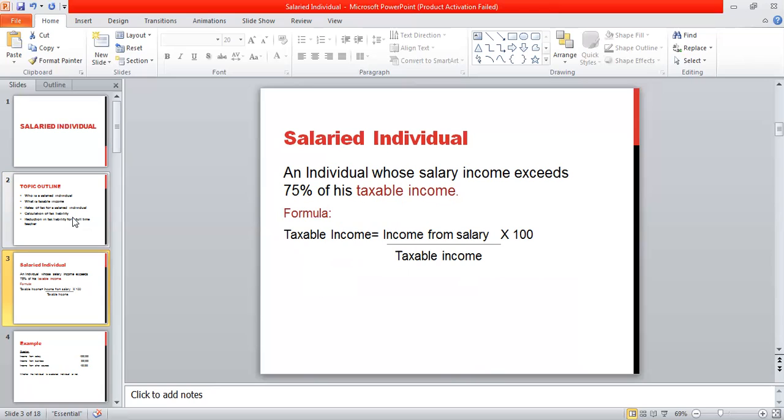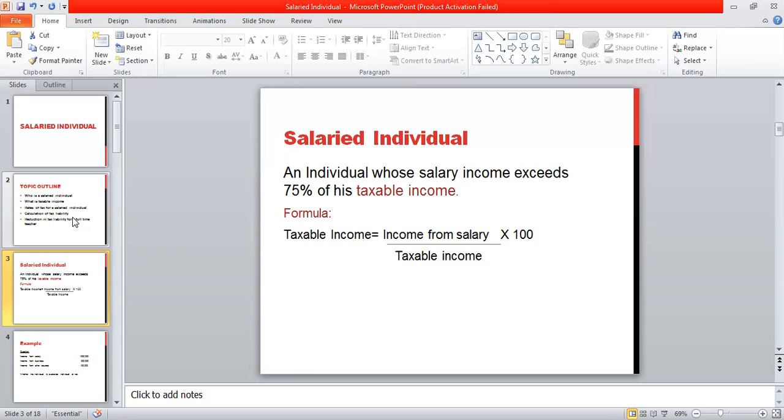It is generally described as adjusted gross income, which is total income minus any deductions or exemptions allowed in that year. Taxable income includes wages, salaries, bonuses, tips, etc. Now, how do we find whether the individual is a salaried individual or not? We find this from the formula: income from salary divided by taxable income multiplied by 100.